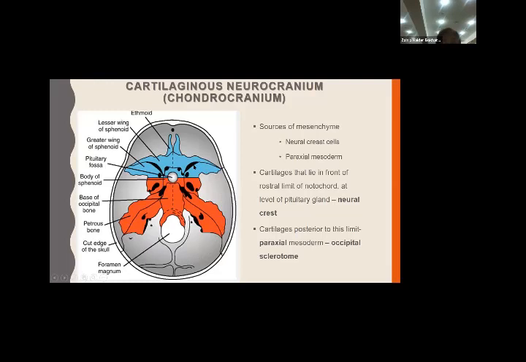This mesenchyme is contributed by neural crest cells, cranial to, anterior to the pituitary fossa, anterior to the rostral limit of notochord over here. That corresponds to the level of the pituitary gland, the pituitary fossa. And posterior to this limit, this part of these cartilages develops from paraxial mesoderm. And this part develops from occipital somites.